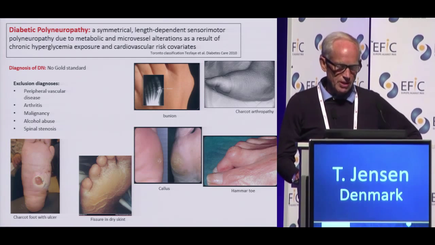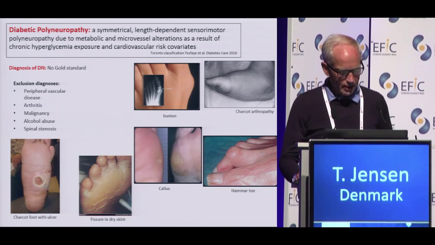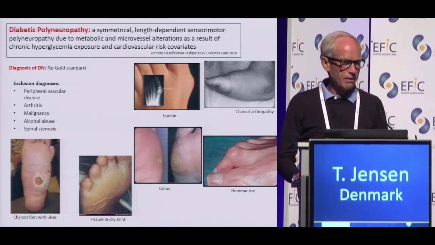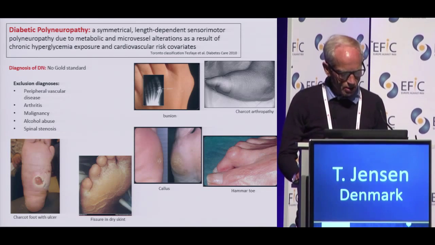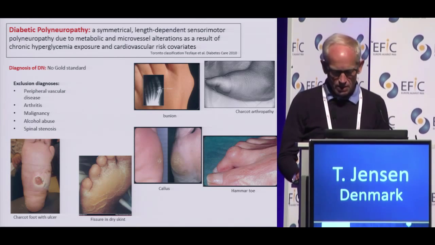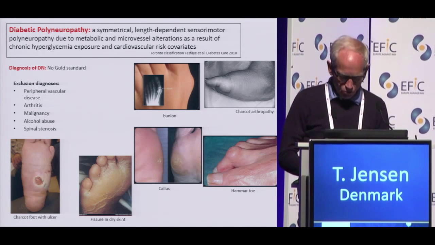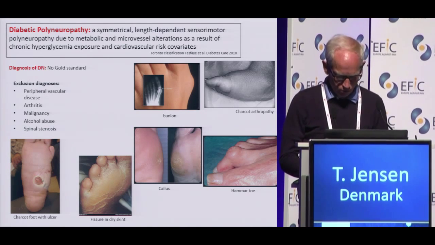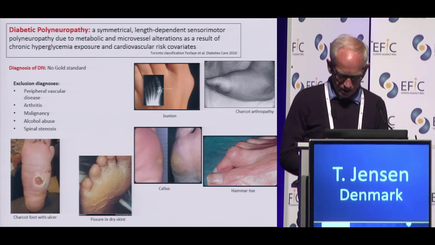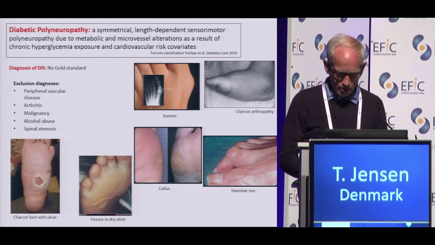There are important conditions that need to be excluded here, and I've just listed some of the most important exclusion diagnoses, such as arthritis or arthrosis, malignancy, peripheral vascular diseases, spinal stenosis, etc. And here you can see some of the other conditions that you see when you look at the foot, which are some of the differential diagnoses in these patients. I always go wrong here.